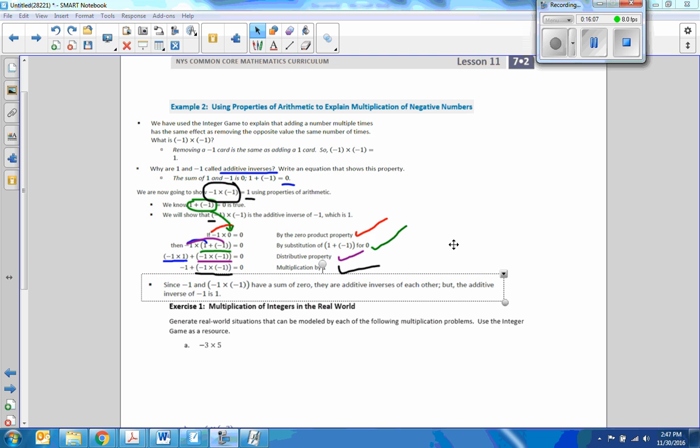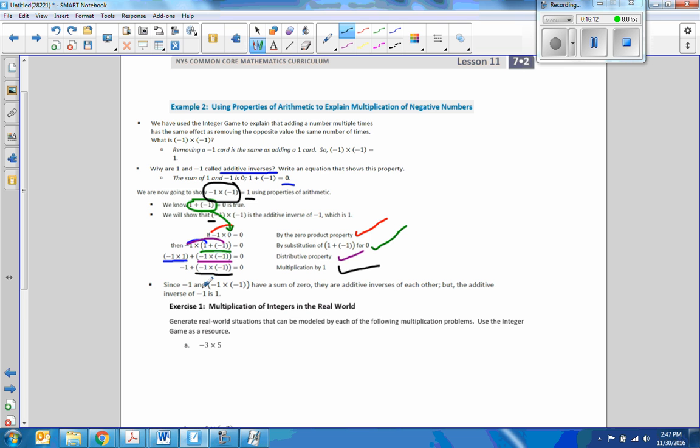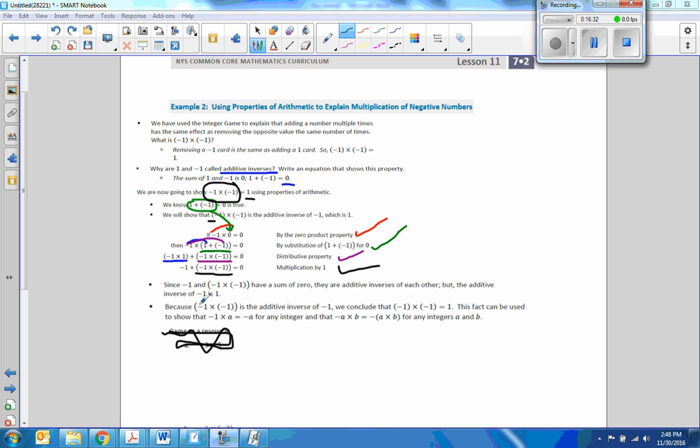Okay, so now I brought in the next step, and it says since -1 and -1 times a -1 have a sum of 0, okay, this plus this equals 0, then they're additive inverses of each other. But the additive inverse of -1 is 1. So therefore, what's underlined in black must be equal to 1. Okay, and finally the last step, because -1 times a -1 is the additive inverse of -1, okay, that's the additive inverse of -1 because it equals 0, we can conclude that -1 times a -1 equals 1.